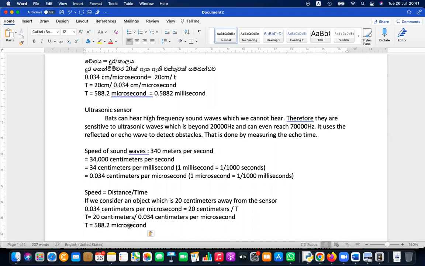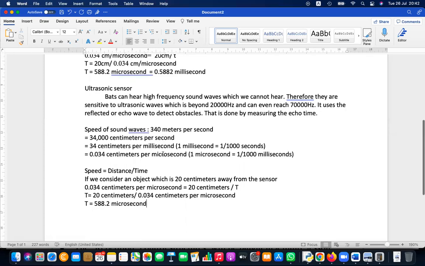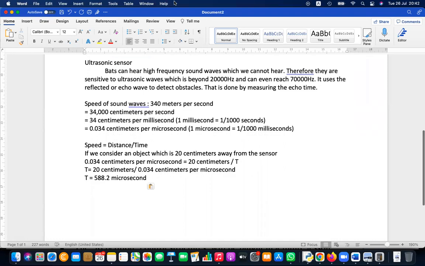And for the reflection to come back, it will take another 588.2 microseconds. So to go and come back, the total will be around 1 millisecond. So please write down these facts. This is how the calculation happens.